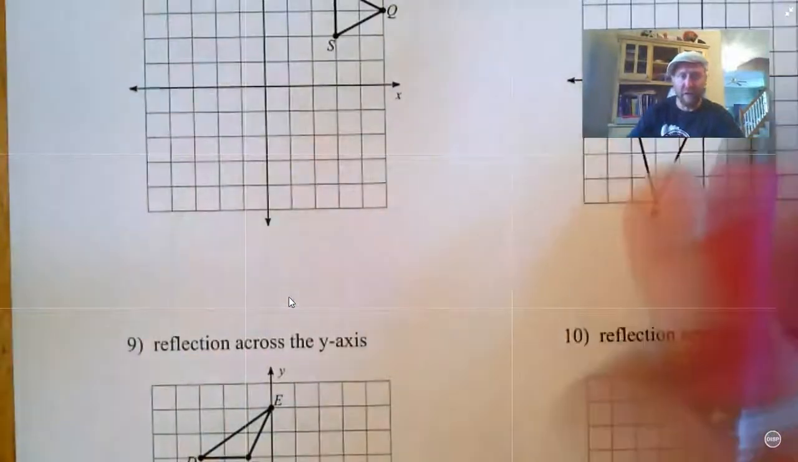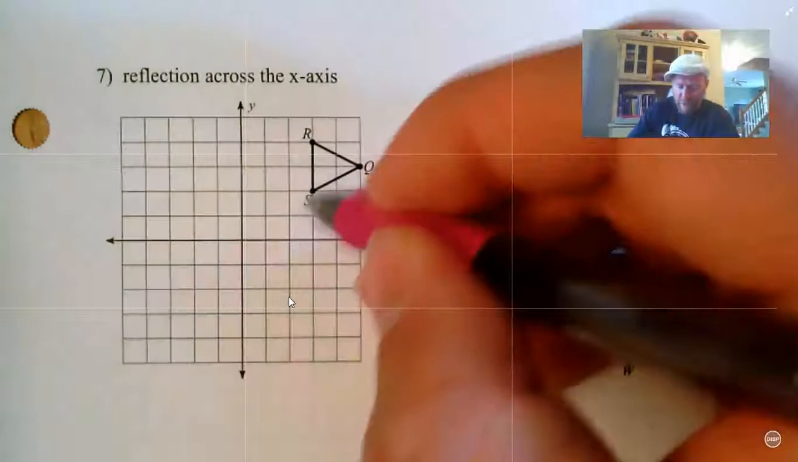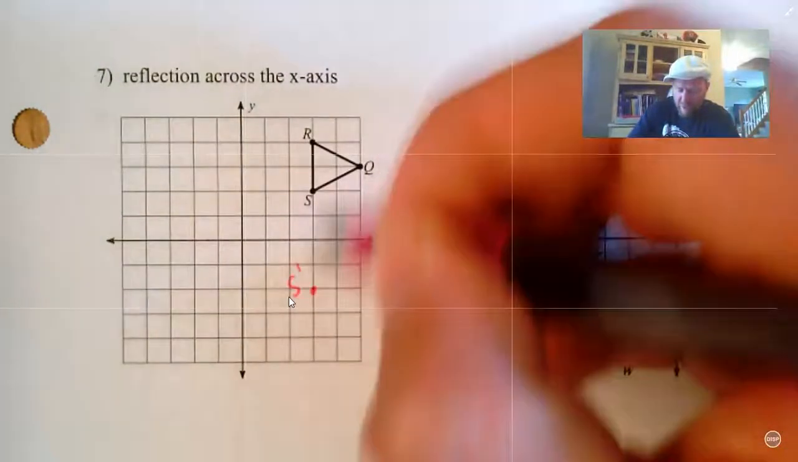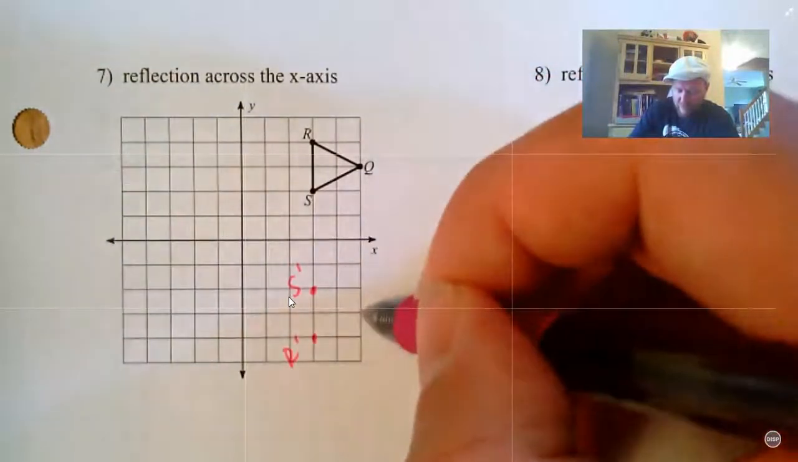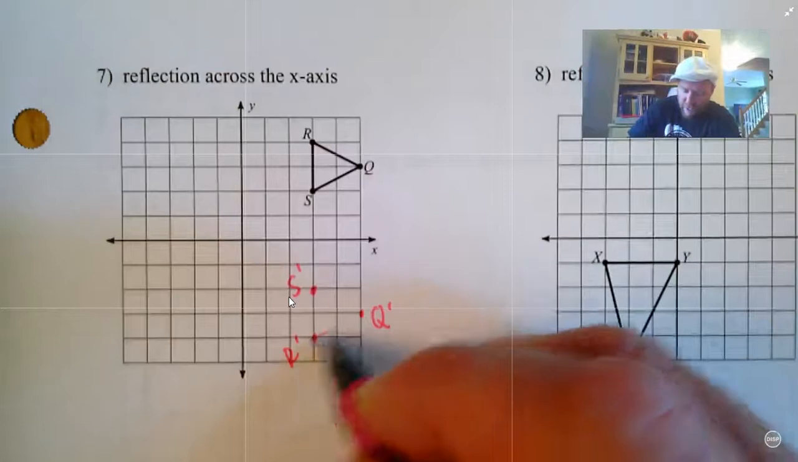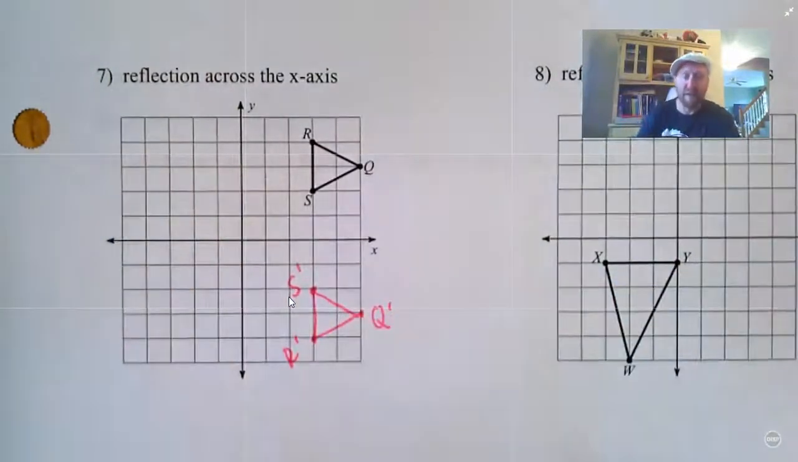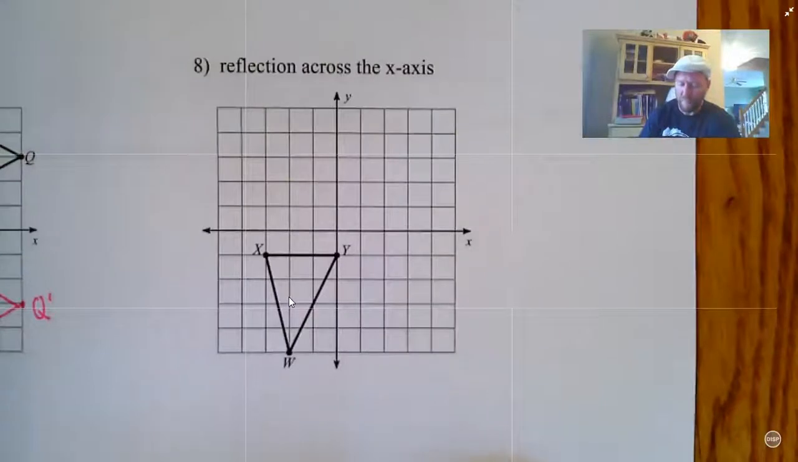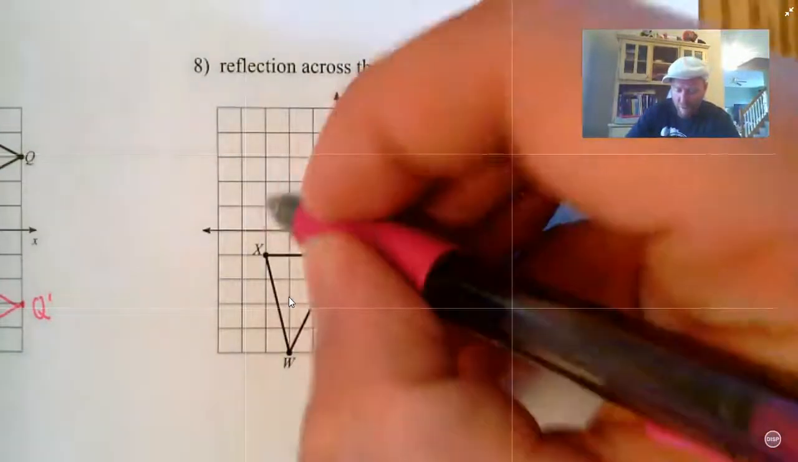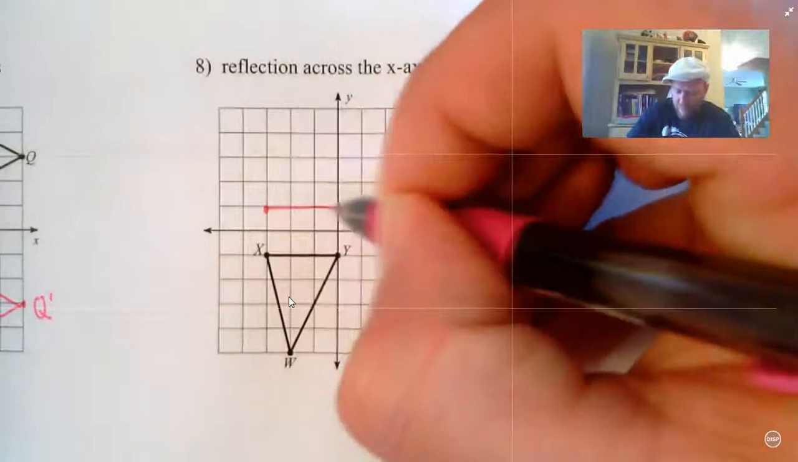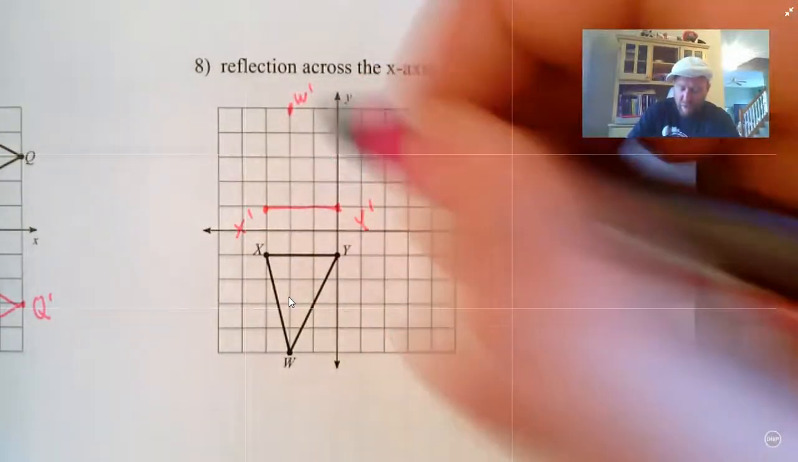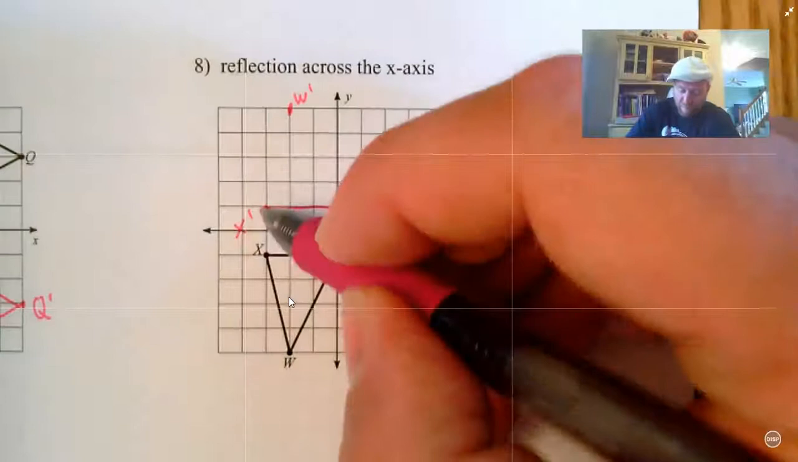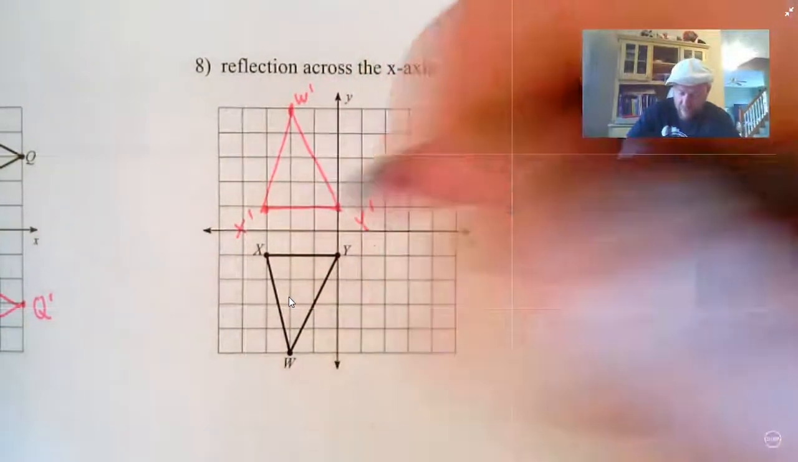Across the x-axis right here, 2 spaces on the other side for S prime. 4 spaces for R, so 4 spaces on the other side for R prime, and 3 spaces for Q, so 3 spaces on the other side for Q prime. And then we'll just go ahead and connect the dots. We're done. Across the x-axis, well, X and Y are both 1 space away, so X prime and Y prime are going to be 1 space away in the other direction. W is 5 spaces away from the axis, so its reflection will be up here, 5 spaces away in the other direction. And there we go. We're done.